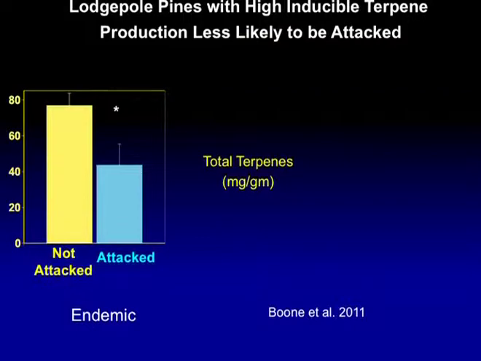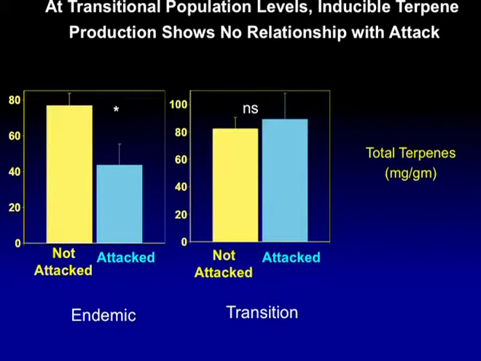When we looked at the tree physiology, we saw the exact same response for all four of the parameters we looked at, and so I'm only going to show you the one that showed the closest correlation, and that was inducible accumulation of monoterpenes in response to simulated attack. And when we compare trees that were not attacked versus those that were attacked, those that were not attacked had inducible defenses twice as strong when the beetle was in the endemic phase. When the beetle was in the intermediate phase, the transition phase, that relationship was lost. We no longer saw a difference.